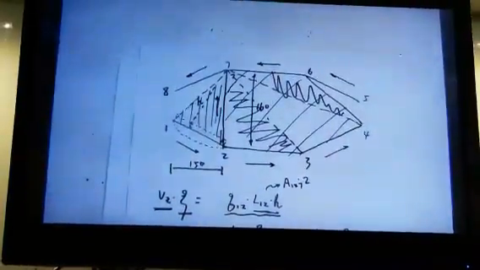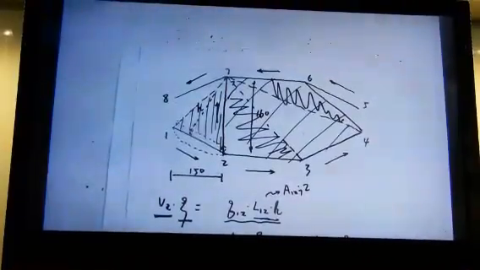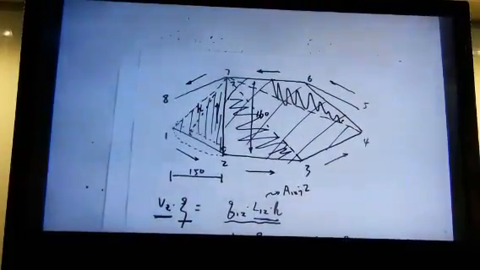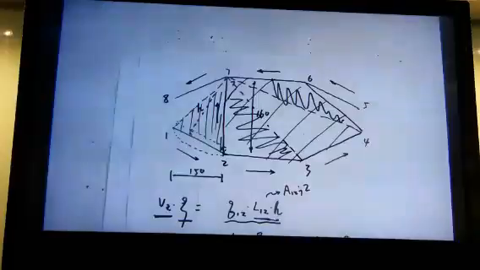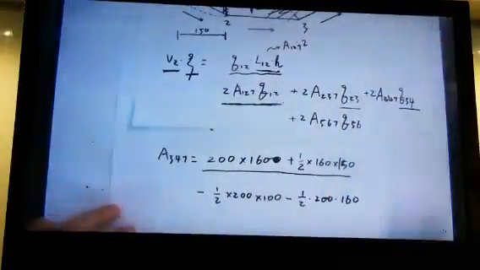This is the idea. This rectangular plus this triangle minus this small triangle and that small triangle. Okay, so you have 4 terms to figure out what is 3, 4, 7.